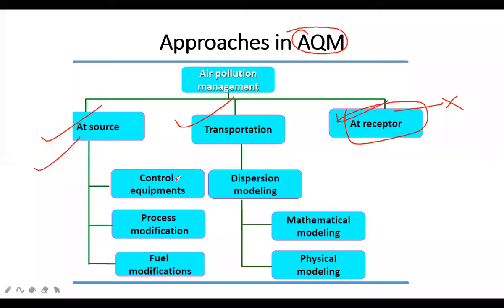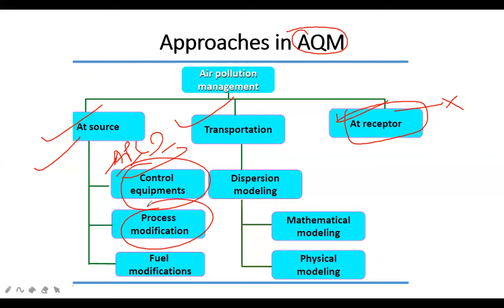Once you're talking about the source level, you must learn about control equipment, called APCD, air pollution control devices, which we'll discuss in detail in today's lecture. At the source, you can go for process modification: modify the machine, modify the engine. Once you modify these things, you are working at the source, and emissions will always be less.